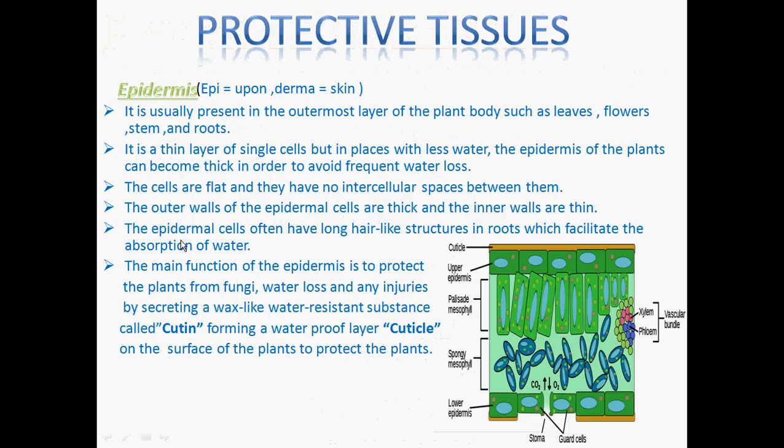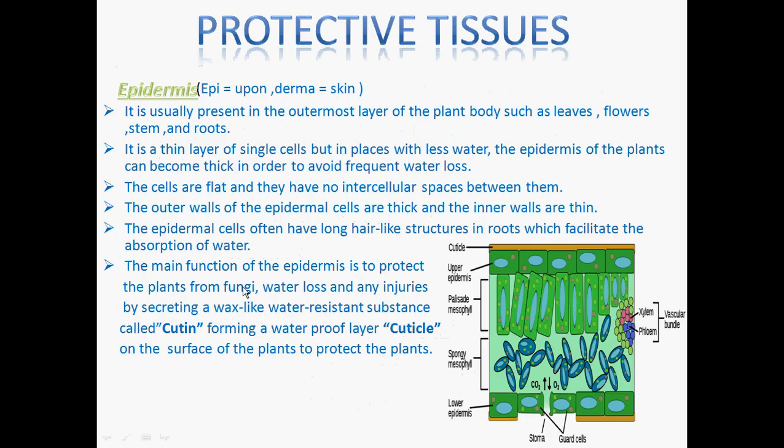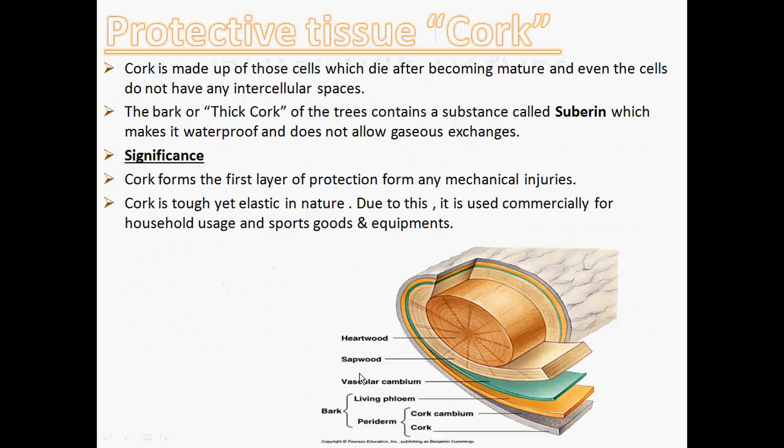So in this way, we understand the epidermis, that is the outermost layer of the plant body, which is present in the leaves, flowers, stems and roots, and stomata are the pores or openings which are present between two guard cells, and which are present in the lower epidermis. You can see this in the figure. And the cork is a thick layer of dead cells outside the bark of the tree, which contains a suberin deposit, and protects the plant from any kind of water loss or gaseous exchange, and even from mechanical injuries.